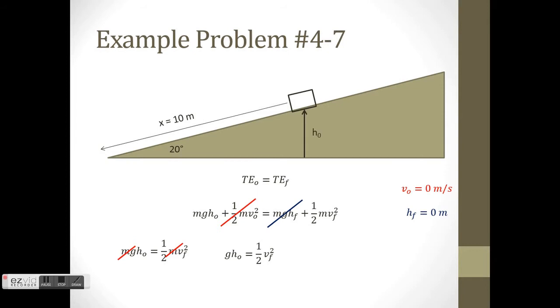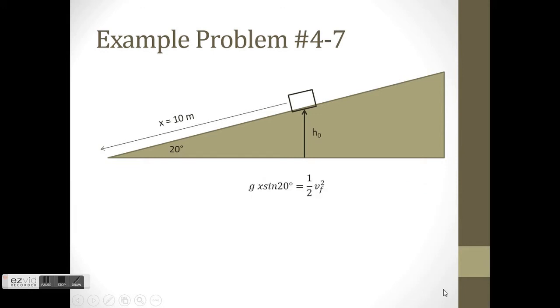So h initial is this height here, which I can find by saying x sine of 20. I've got a right triangle here. X sine of 20 is h initial. So g times h initial is equal to 1/2 v final squared. Multiply both sides by 2. Square root both sides. Plug in the numbers 9.8, 10, 2, and sine of 20, and you get 8.19 meters per second is the speed the block moves at the bottom of the ramp.